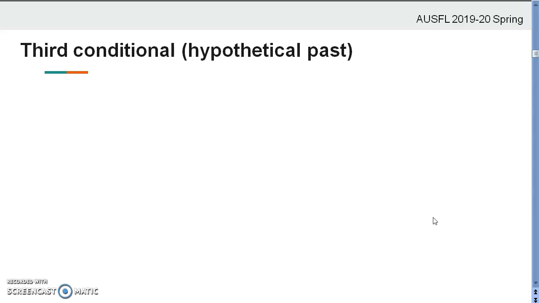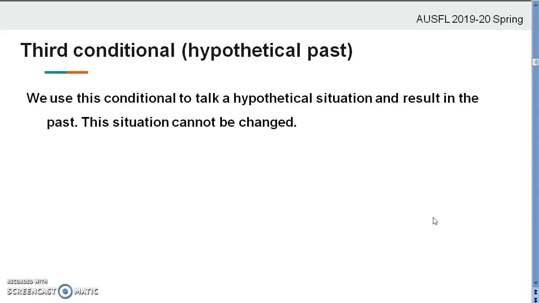Let's check the third conditional. Firstly, we call it hypothetical past. The reason is because we talk about the past events. So we think about some past events and how we would like to have them happen or happen differently. So actually we can't change these past events, but we can talk about them again.